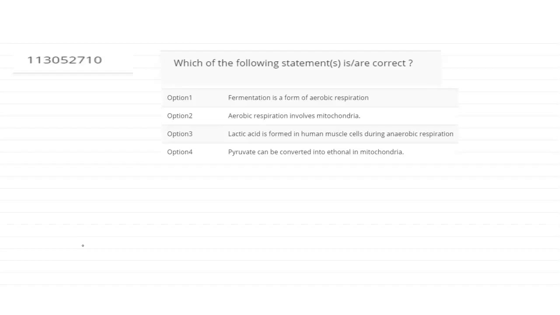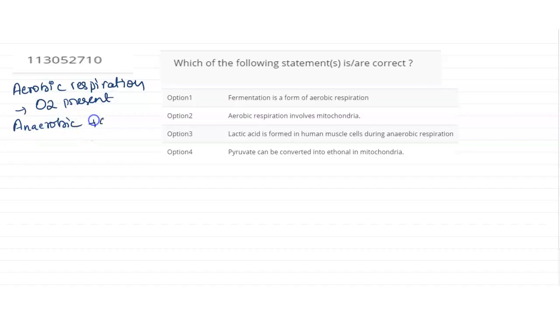So here we would understand the term aerobic respiration. This aerobic respiration occurs in the presence of oxygen. And what about anaerobic respiration? Anaerobic respiration occurs in the absence of oxygen. To understand this question, we would first understand the breakdown of glucose.